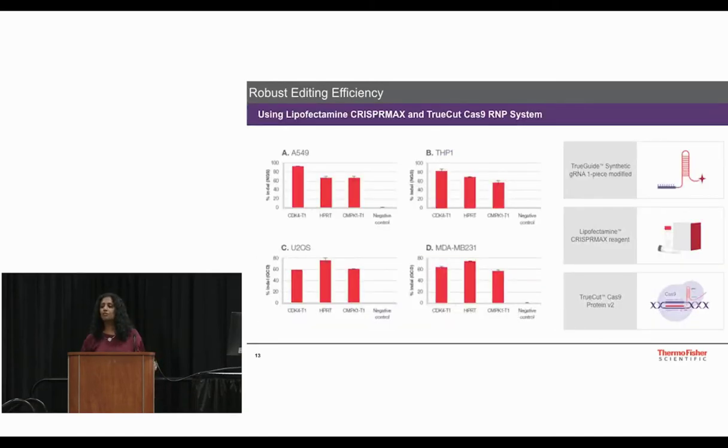Here are a whole bunch of examples to show that the Cas9 RNP system, when used with the Lipofectamine CRISPRMAX, again, this is the lipid-based reagent, can cover most cell types. Examples shown here are A549, which are adherent cells, some suspension cells like THP1, and a couple of other adherent cells at the bottom. So there is pretty robust editing efficiency across the different guide RNAs or gene sequences that we have tested.